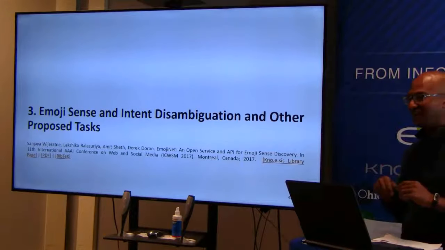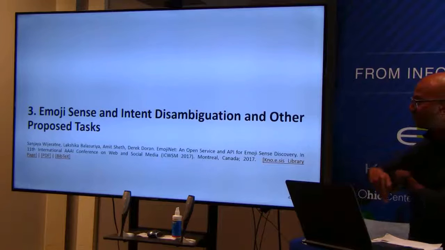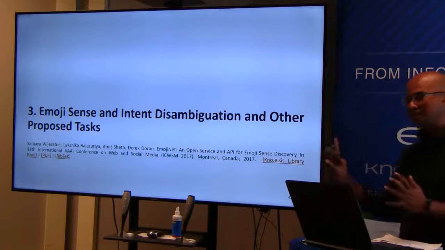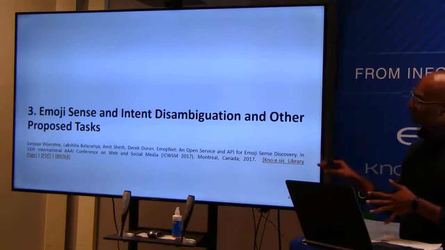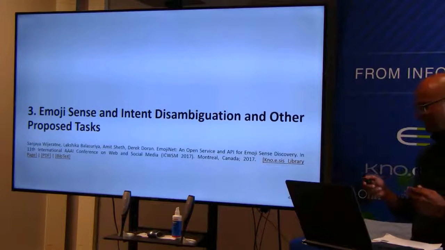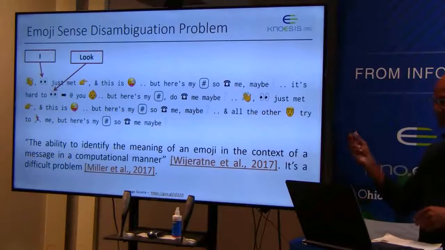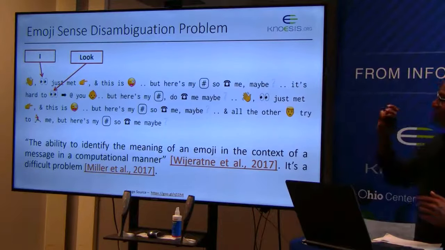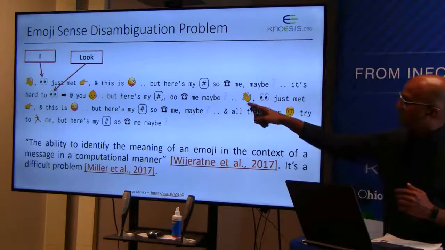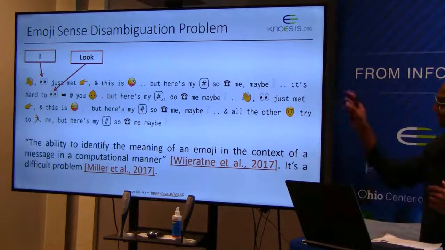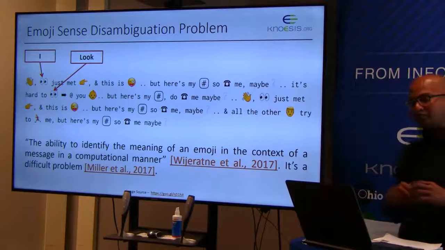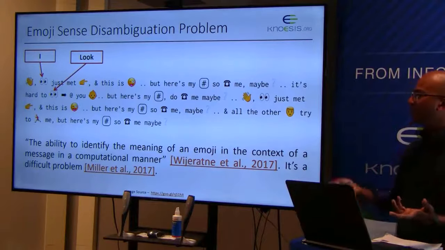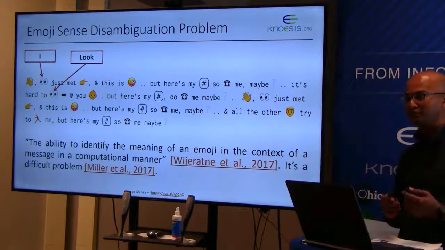So the last task that I'm going to discuss is related to emoji sense and intent disambiguation. The emoji sense disambiguation part was briefly done in our ICWSM paper. We have some baseline implementation for that, and that is what I'm going to discuss. I showed you this picture, and you can see that the ice emoji can take two meanings in this context. So the problem of emoji sense disambiguation is to come up with a method so that the computer can actually label these automatically for us.